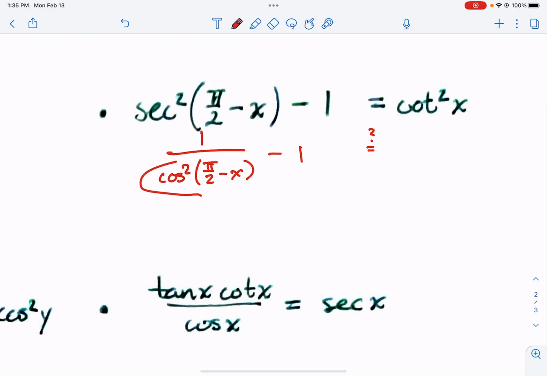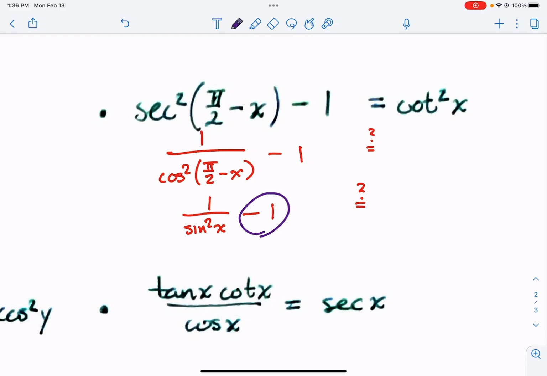So now let me use the substitution for this guy, right? We know that cosine of pi over 2 minus x is sine, right? So this is 1 over sine squared of x minus 1. Okay, so we are almost done here. Now let's try to get this 1 over a common denominator of sine squared. Well, that's not too bad, right? This will turn into 1 over sine squared x minus sine squared x over sine squared x. Right, it's the same thing as 1.